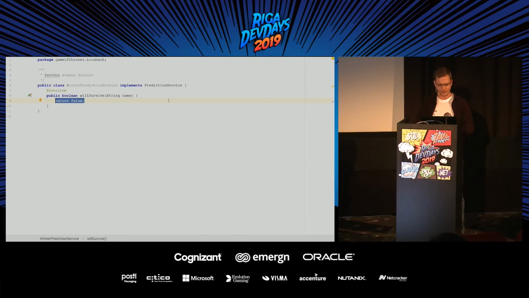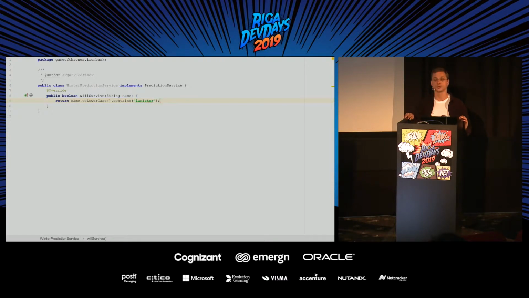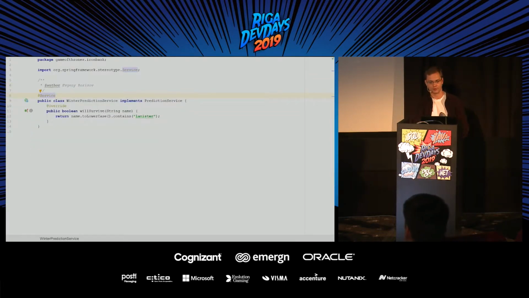So what will be the logic here? I think it will be very simple. Name to lowercase, contains Lannister. Okay, this is the logic. Because if you are a Lannister, you always pay debts, no matter if winter is here or winter is coming. So only these people will receive a loan in case they apply to the filial of the bank where winter is already here. Okay, so let's mark it with the service annotation, and let's try to rerun it again.